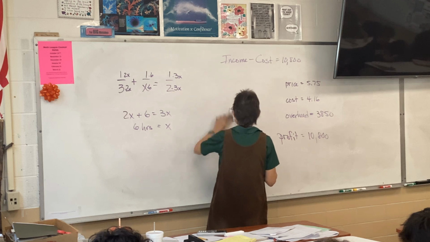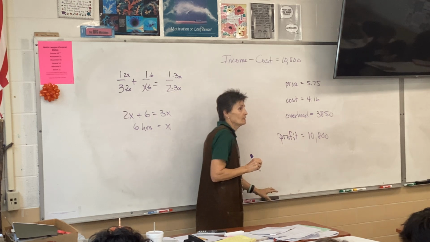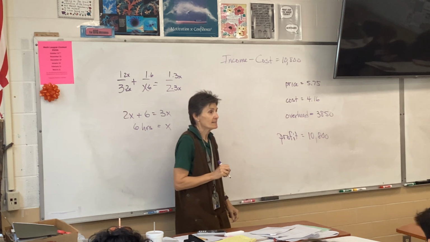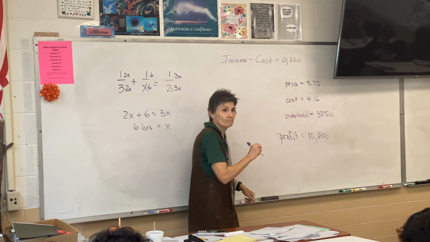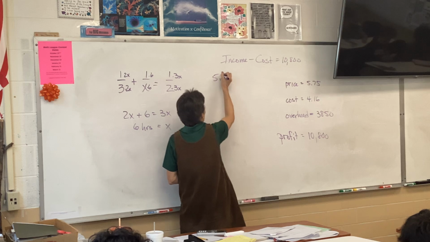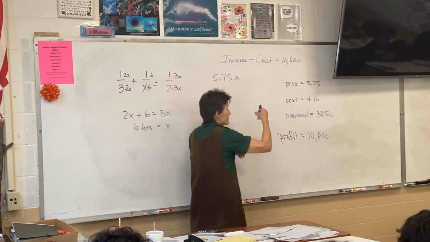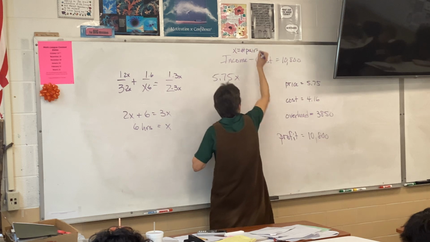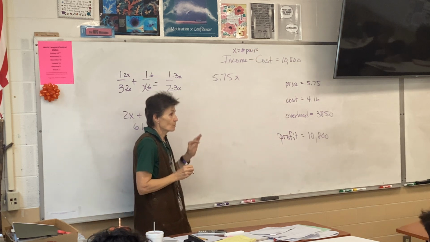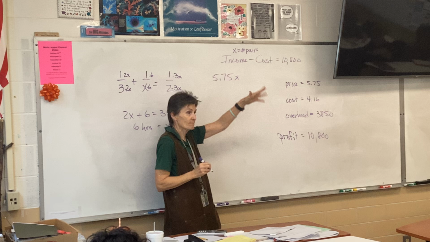Now, what's his income? How is he making money? Selling socks. And he's selling them for $5.75 a pair. So his income is $5.75x. We'll let X be the number of pairs of socks. So every pair of socks, he gets $5.75 for.